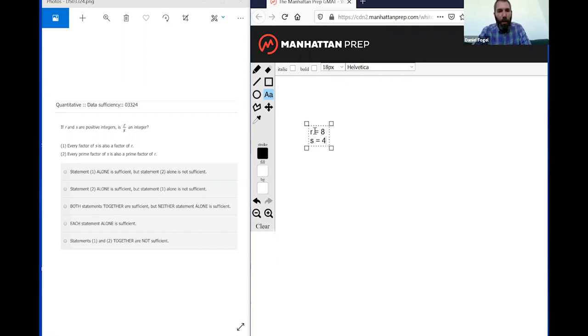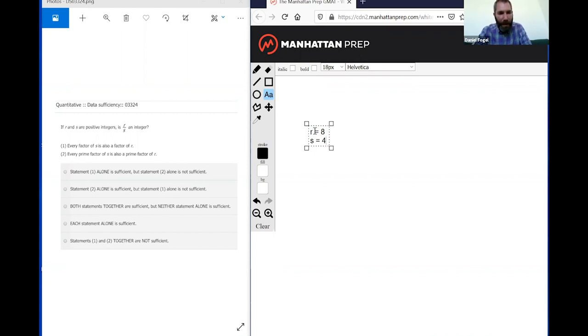Anytime you have one thing over another equaling an integer, you want to think about it as: is the denominator a factor of the numerator? And it's a little tricky here to think about the different factors versus prime factors. So as you can see, I'm approaching this question as I do most number properties questions, relatively conceptually.